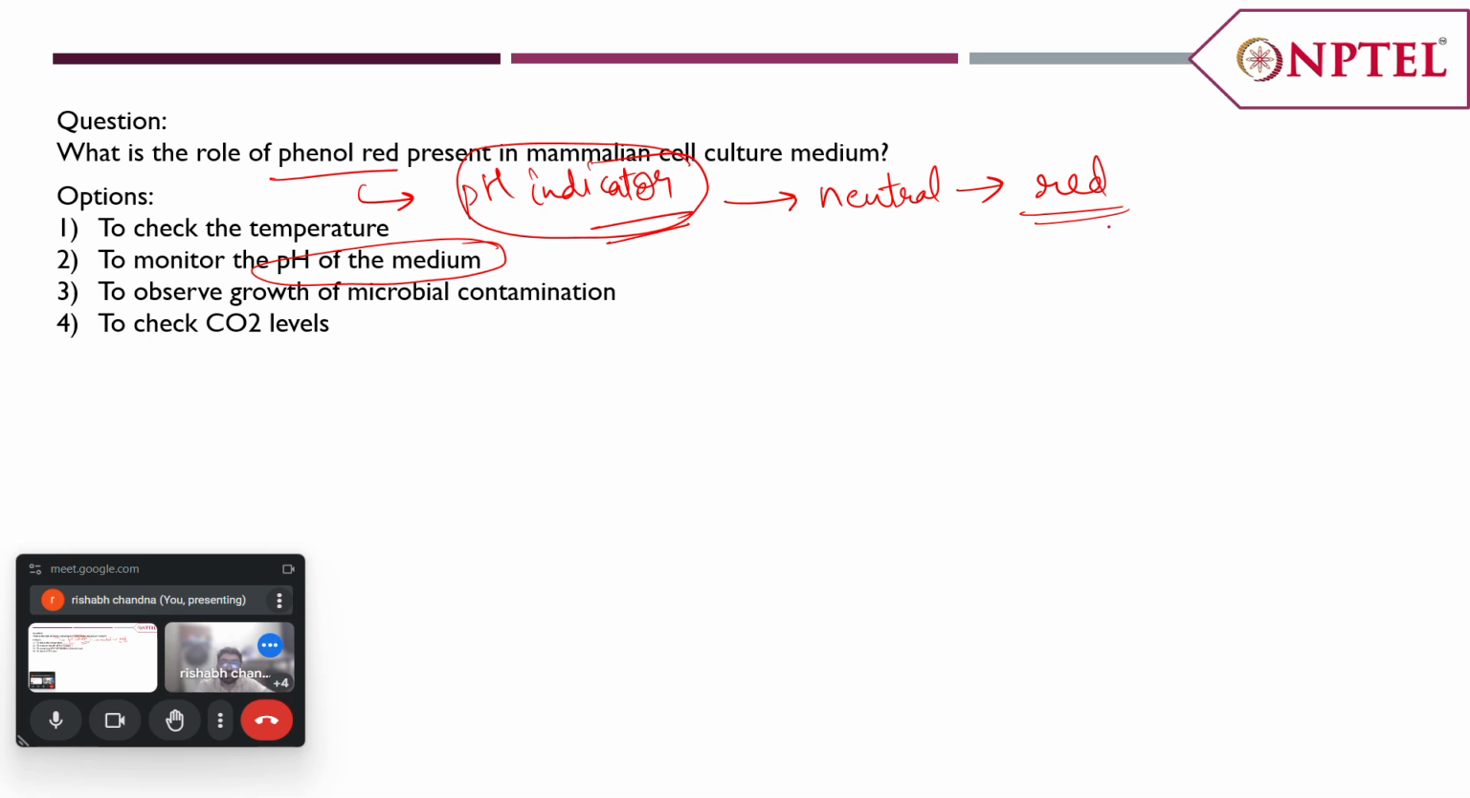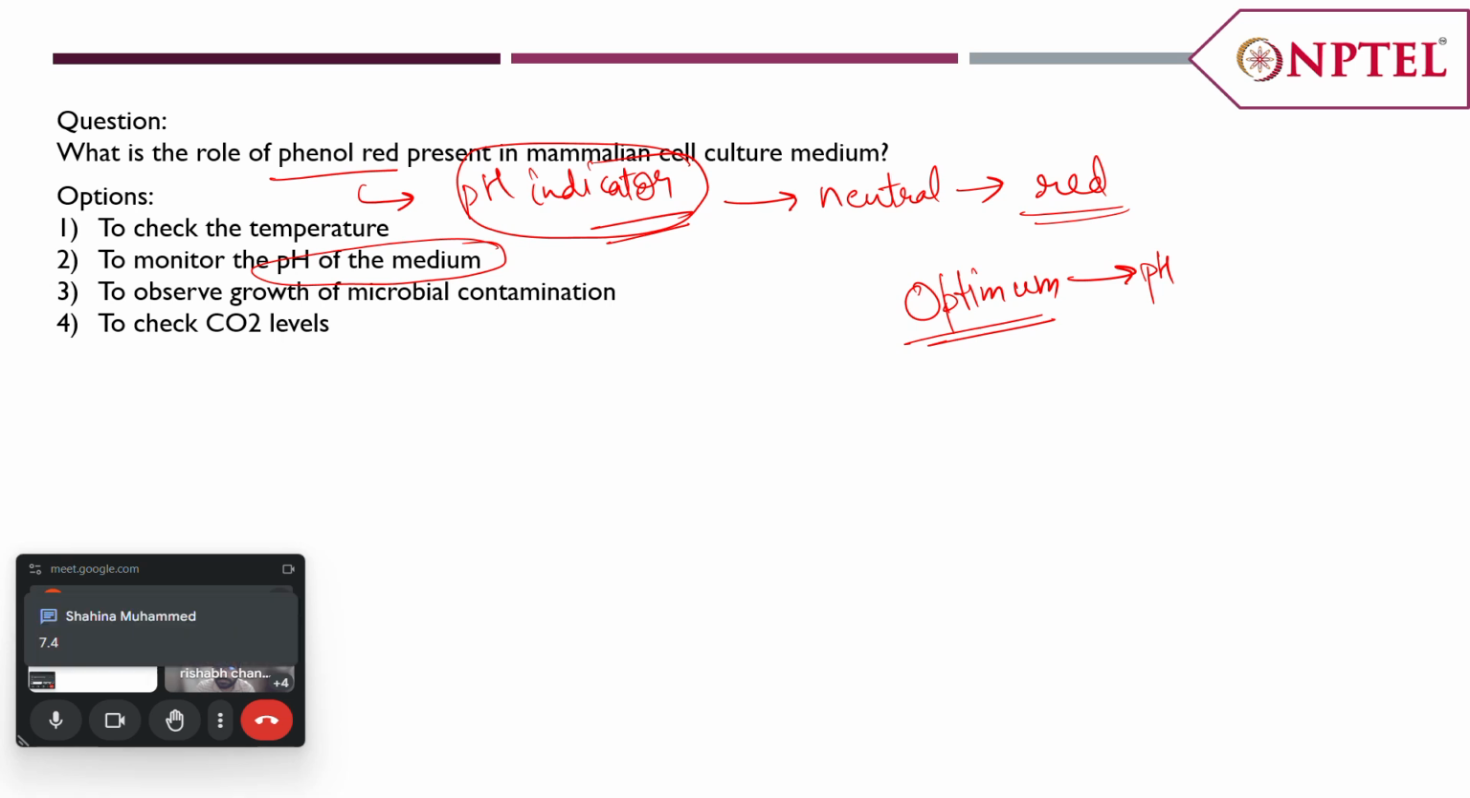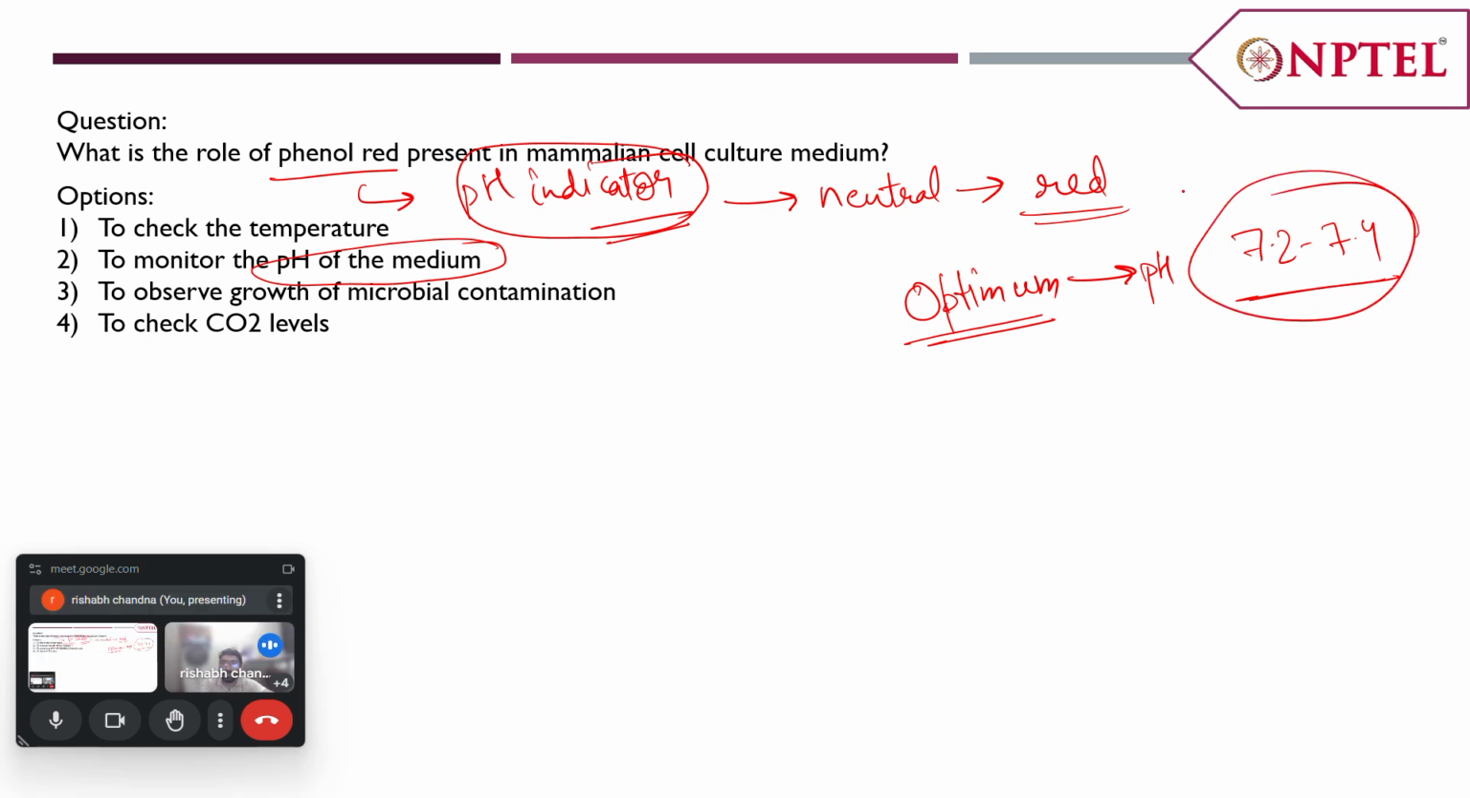So in case of our body itself, what is the optimum pH? What is the pH of the blood that we generally use as a neutral pH? Yes, it's a range between 7.2 to 7.4. This is considered the optimum pH of our body. So this pH is also used for the growth of the mammalian cells.